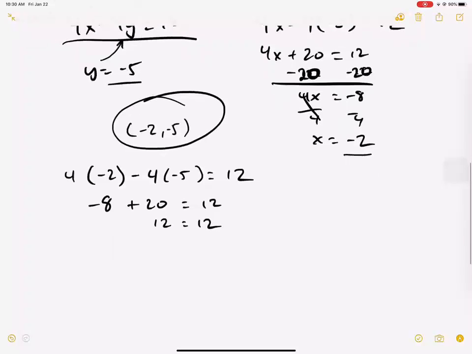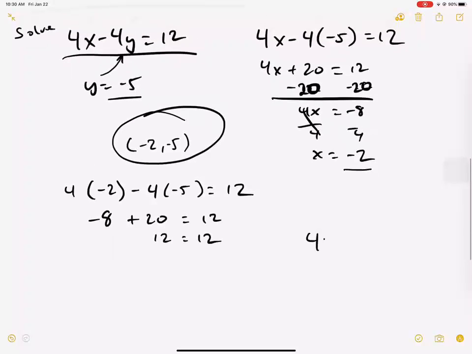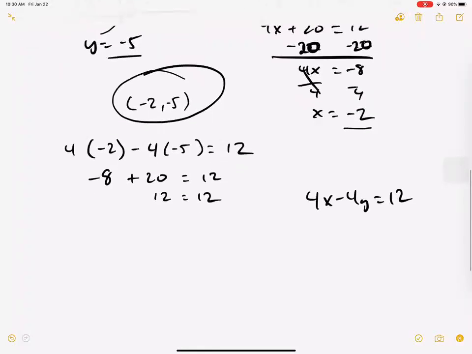We can graph this by changing this to slope-intercept form. 4x minus 4y equals 12. Let's go ahead and solve for slope-intercept form. Minus 4x to both sides. Negative 4y is equal to negative 4x plus 12. Let's get rid of the negative 4 by dividing both sides by negative 4. That's a 12, I'm sorry. That becomes y is equal to x. Let's see, that's going to be a minus 3. 12 divided by 4 is 3, negative 3.